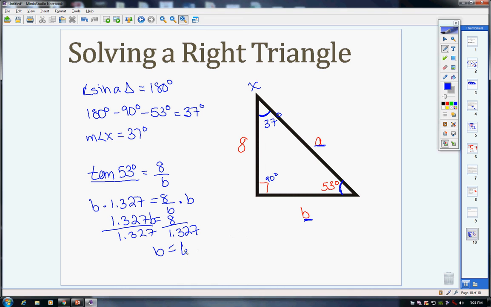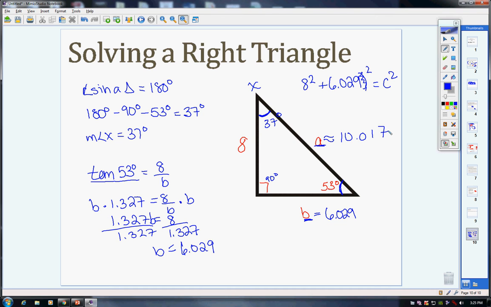And so I get that the length of b is 6.029, and I can use the Pythagorean theorem to get the hypotenuse. 8 squared plus 6.029 squared, I don't know why I put that parenthesis there, equals c squared. So let me square that and then add 64 to it. And then I'll square root that momentarily. And I got approximately 10.017. Okay, essentially what I've done here is I've solved the right triangle because I found all the missing parts.